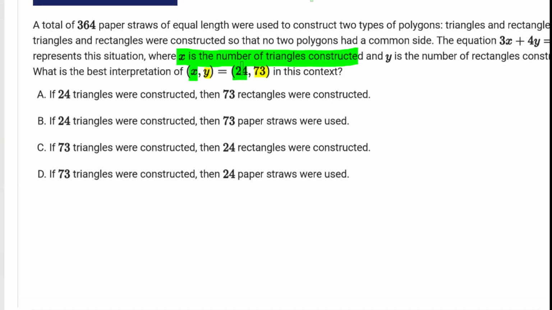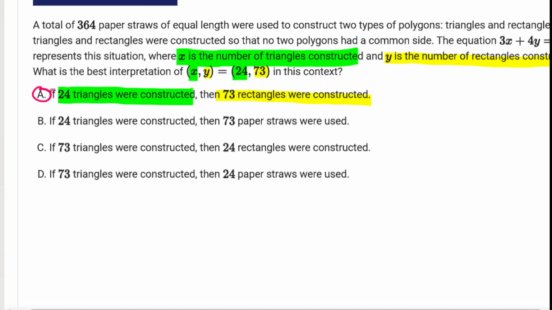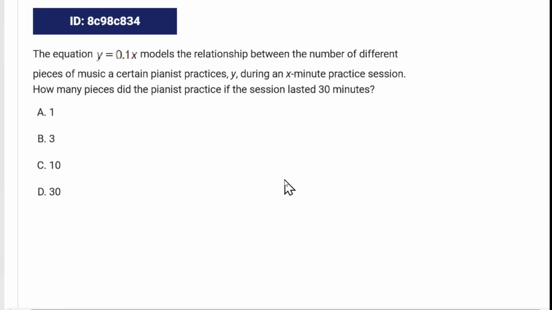So if the x is 24, then we must have constructed 24 triangles. And then similarly, y is the number of rectangles constructed. But if y is 73, then there must have been 73 rectangles constructed. So choice A perfectly matches the given information in the problem. That is indeed the correct answer. We'll move on to number 11.